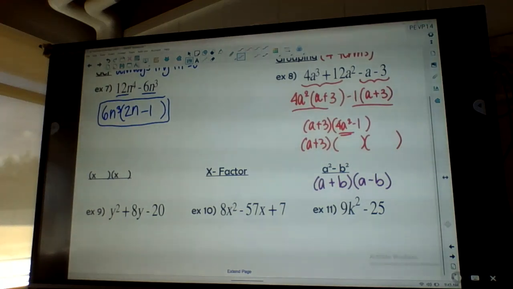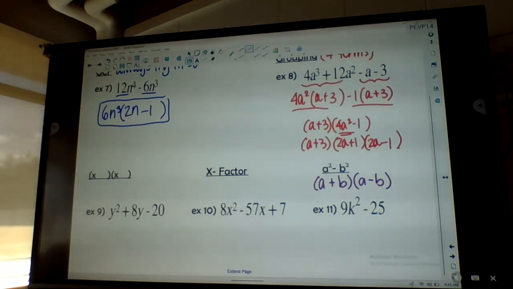So 4a to the second is going to be 2a and 2a. 1 is just going to be 1 and 1, but then we'll just do plus and minus. So technically, if we wanted to be completely correct, we would go that one step further. If you stopped at the previous step, you're probably still doing pretty well because obviously you factored by grouping. Most problems would stop right at this first one.